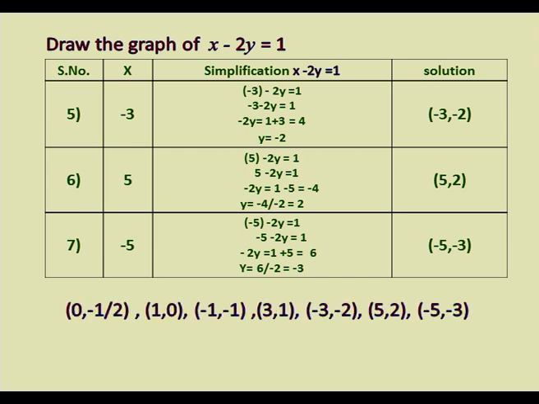The first one is (0, -1/2), (1, 0), (-1, -1), (3, 1), (-3, -2), (5, 2), (-5, -3). Children, in this you have observed that the first point is (0, -1/2). Sometimes when you get values in fractions, it will be difficult for us to locate them on the graph.